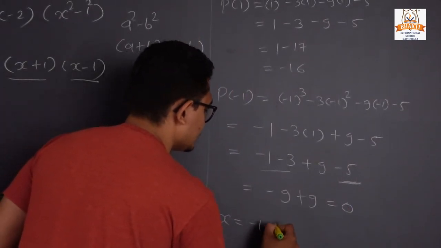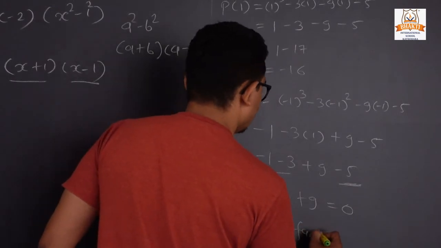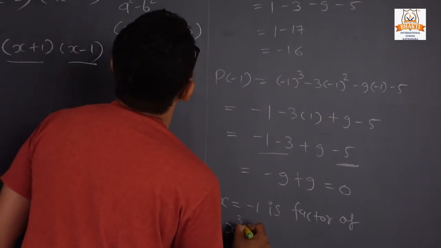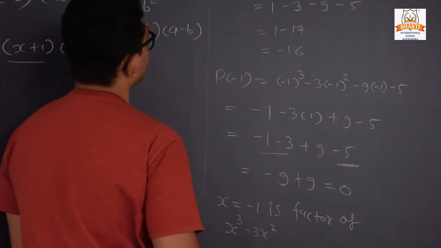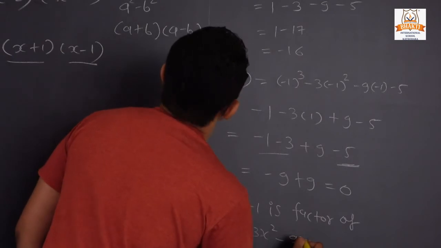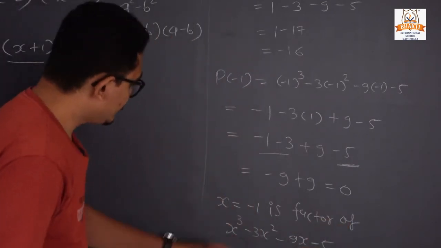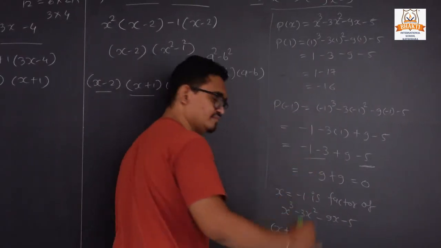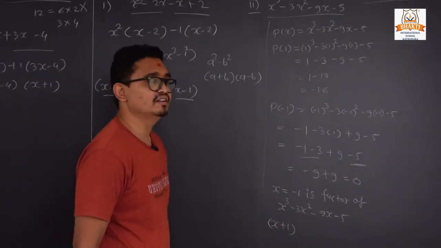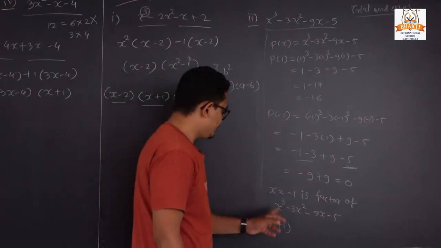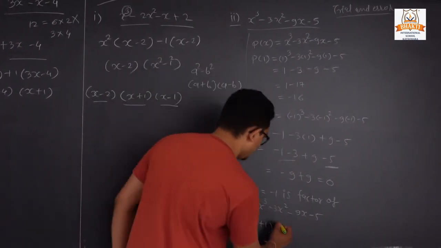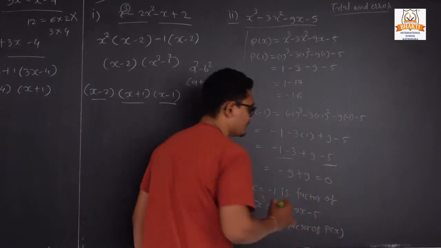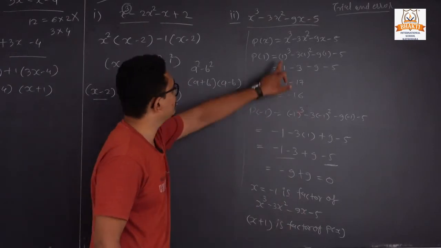X is equal to minus 1 is a factor of that polynomial, x cube minus 3x square minus 9x minus 5. So we can also write it like that, x plus 1. Clear? X plus 1. So now it means what? X plus 1 is a factor of p of x. Clear? It is a factor of our polynomial.